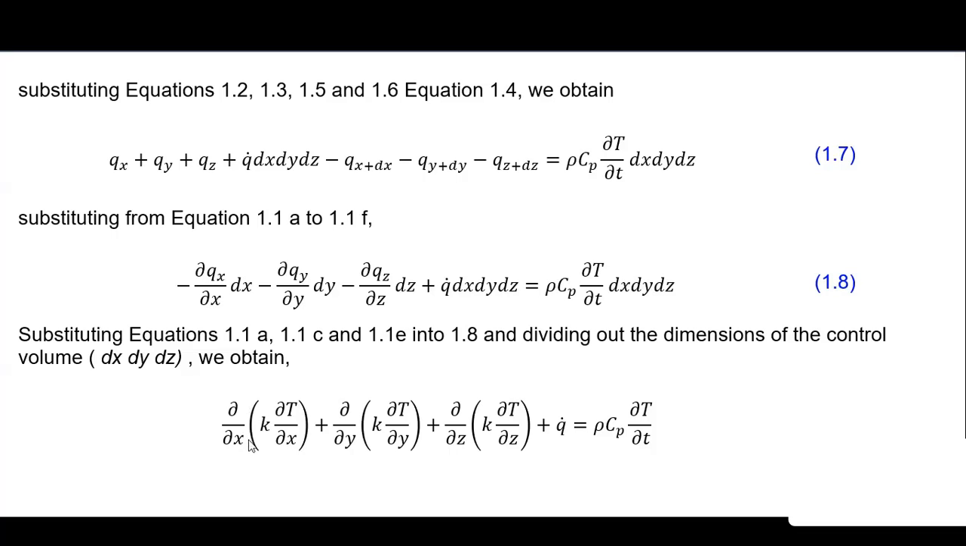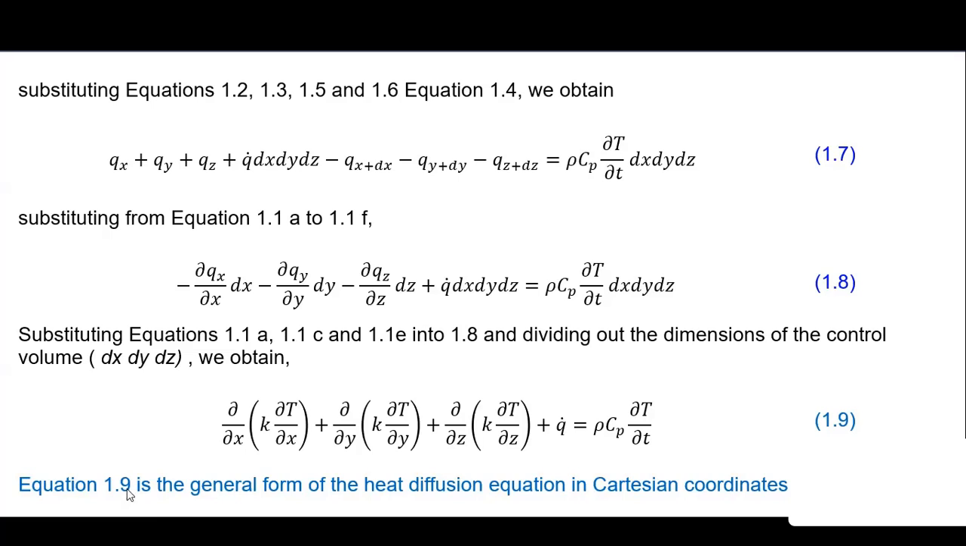That is del by del x of k into del T by del x, plus del by del y of k into del T by del y, plus del by del z of k into del T by del z, plus q dot. Now this dx dy dz is cancelled because it is divided, and this dx dy dz is also cancelled, and you will get this term. This is actually our final equation. This equation 1.9 is the general form of the heat diffusion equation for the Cartesian coordinate system.